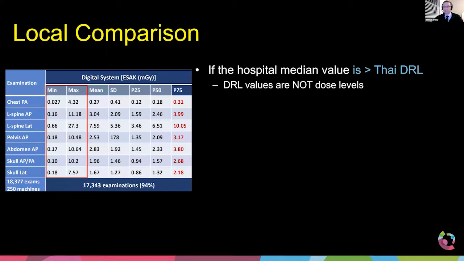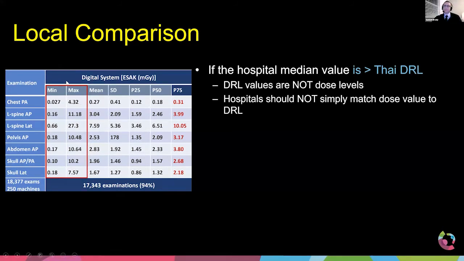First of all, a quick reminder: DRL values are not dose limits. Therefore, with this value that you just collected, you should not immediately go and say, oh, I'll just turn down my mA, or I'll turn down my kV, so my dose value would be more equivalent to the DRL. That's not what this is meant to do. You're not to just go match the value. What you need to do is investigate.